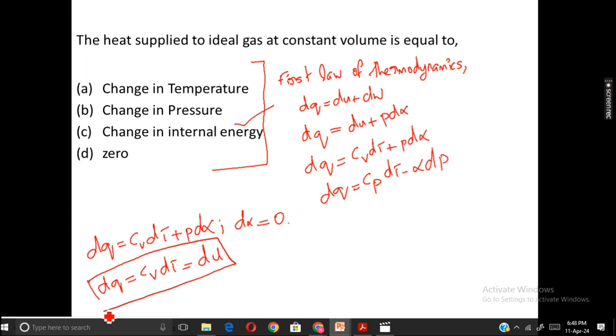So this will be the answer to the question. It is change in internal energy. So from the first law of thermodynamics, we know dQ is equal to Cv dT plus P d alpha. Since the heat is being supplied at constant volume, the change in the specific volume d alpha will be 0. So the equation reduces to dQ is equal to Cv dT. Cv dT is nothing but the change in the internal energy of the system, which is dU. So the answer to the question is change in internal energy.